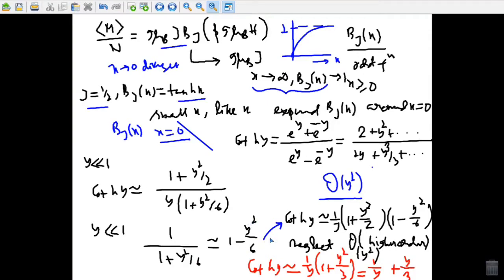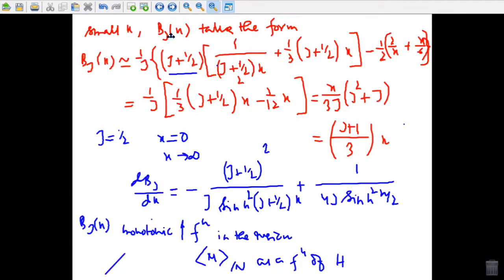If we substitute here, it becomes coth y equals 1 upon y times 1 plus y square by 2 times 1 minus y square divided by 6. So by neglecting the terms of higher order than y square, this coth y becomes 1 upon y simply times, that is 1 upon y plus y by 3. Simple calculation.